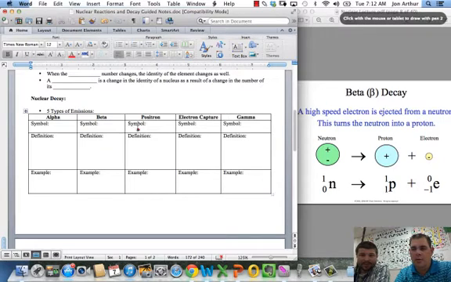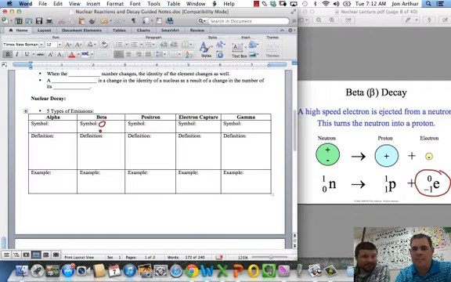Beta decay, and the symbol for beta is this little 0, 1 minus E. So it has a mass number of 0, and it has a negative atomic number, which is basically an electron. So it's the same quantity as a proton, but it's got a negative charge. And beta decay is a high-speed electron that is ejected from a neutron that turns the neutron into a proton.